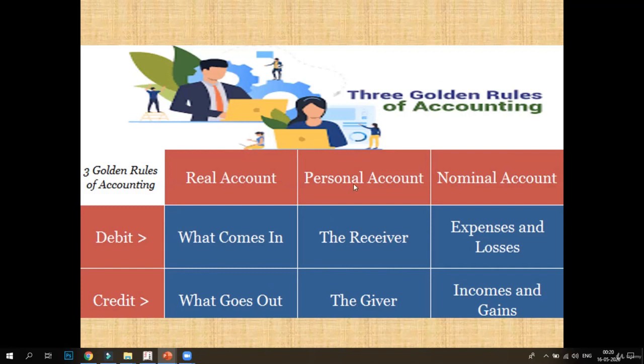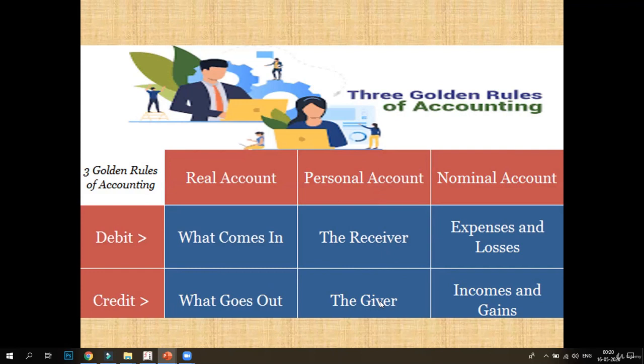Now for the case of personal account, whenever the supplier, customer or lender of money is receiving the amount, then we have to debit that receiver, and whenever any supplier, customer or lender is giving the amount, then you have to credit the giver.